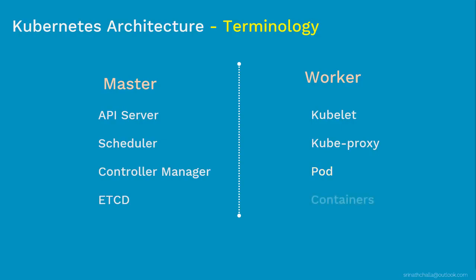And finally, containers. Containers provide the runtime environment for applications. Containers will reside inside a pod. Containers consist of applications, libraries, and their dependencies. So that's about the Kubernetes worker node section. These are some of the core important terminology that you want to remember. So that's about the Kubernetes architecture and its terminology.